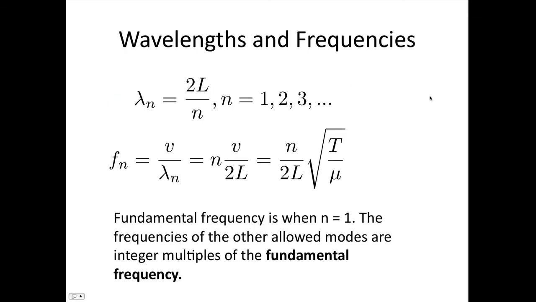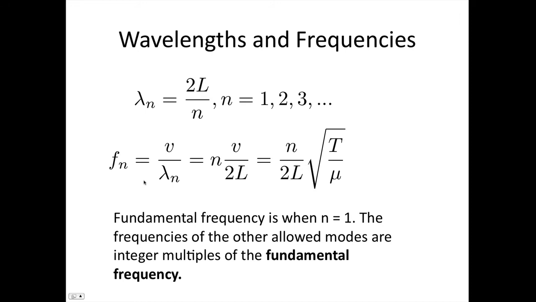Okay, so we have the equation for our wavelength for the nth harmonic is equal to 2L on n. This just comes about because we said that we had to have an integer number of half wavelengths equal to our string length. So that tells us that lambda_n is equal to 2L on n, which was that equation.